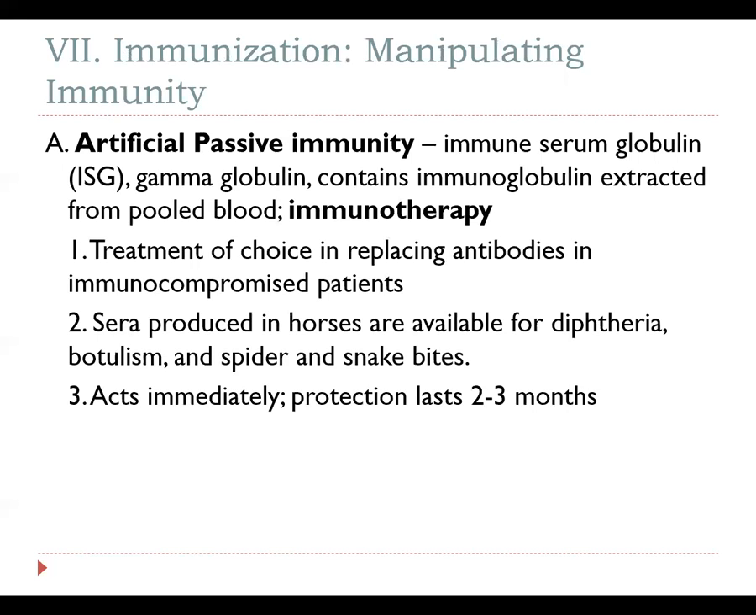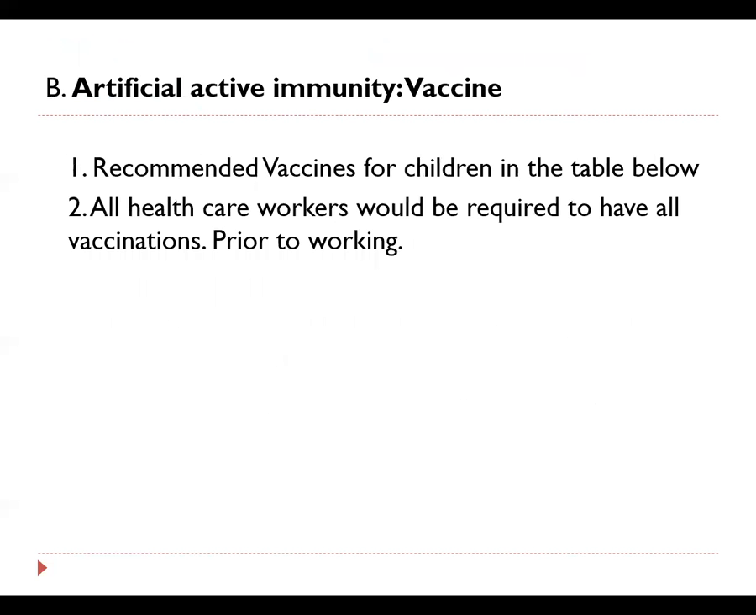Now, that being said, if you get bitten by the same snake twice in less than 3 months, it is recommended to get the artificial passive immunity even if it has been within the 2 to 3 months.